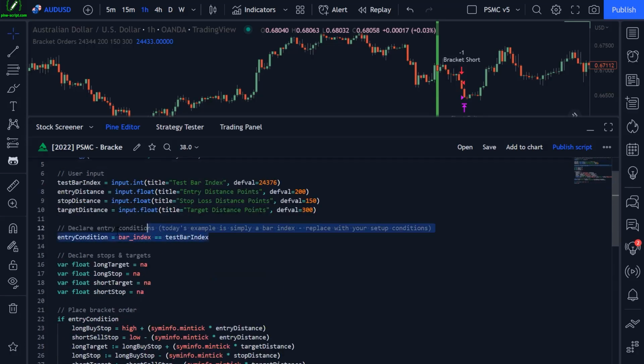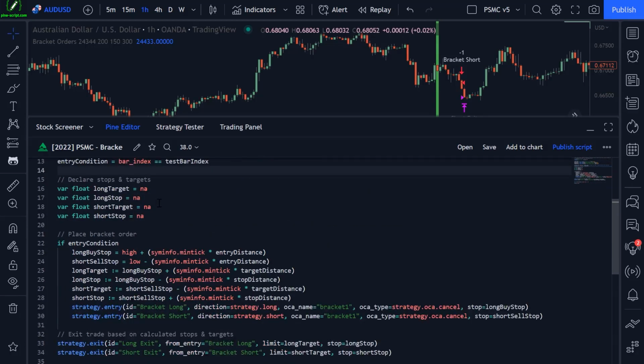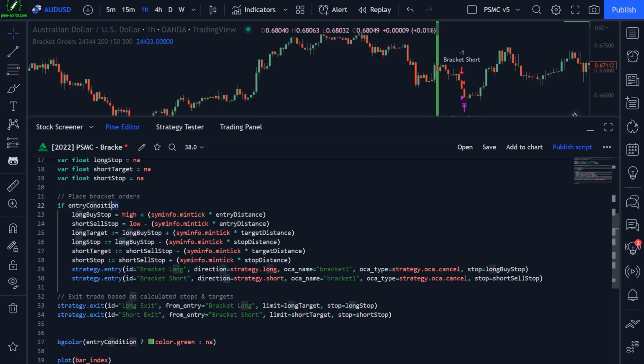So I'll skip over our entry condition. I've already explained that. The next thing I do here is I declare my stops and targets for long and short trades. Now, there might be a more efficient way to do this, but this is the way that I thought up this morning. So we have long target, long stop, short target, short stop. This is where we place our bracket orders. So we check if our entry condition is met. So this would be our candlestick patterns, indicator conditions, etc.